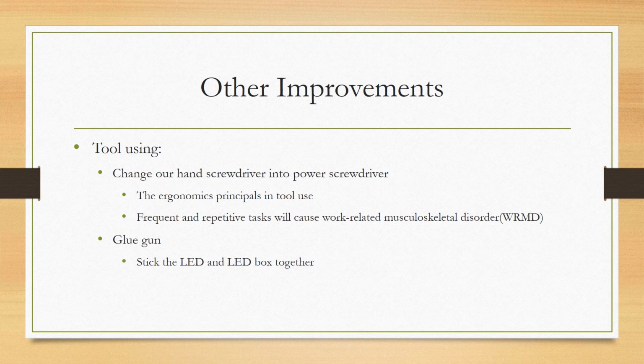Well, if our workers are injured, we need to pay for the treatment of the injury, and it will cause a pause of the assembly line, which will lead to a failure to meet the customer's demand. Additionally, maybe we even need to re-employ new workers, which will increase the labor cost. Consider we have 3 workstations to screw in screws, which are repetitive tasks. We decided to use power tools instead of hand tools. And also we decided to use a glue gun to stick the LED light and LED box together.